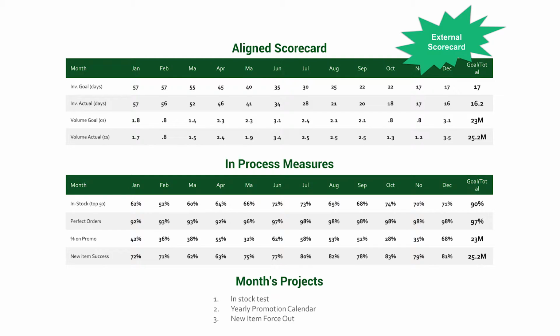This is an example of an aligned scorecard from another client. As you can see, they're tracking results monthly, and they're using both outcome and in-process measures. In this scorecard, the outcome metrics are inventory day supply and volume as measured in statistical cases. These two metrics are important to both companies and will ensure the success of the JBP. The in-process metrics include in-stock, perfect orders, products sold on promotion, and new item success. These in-process metrics are leading indicators that ensure the JBP is on track to deliver the outcomes.